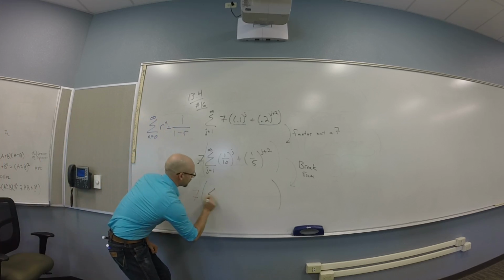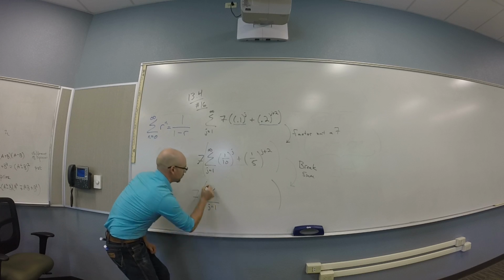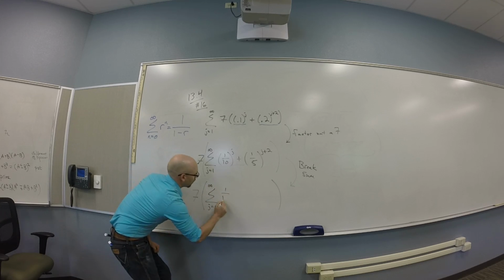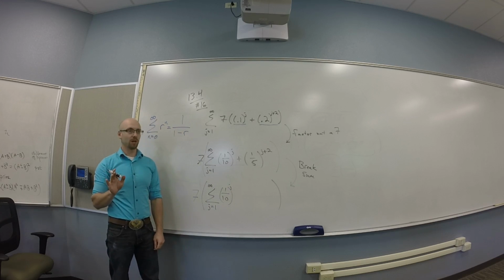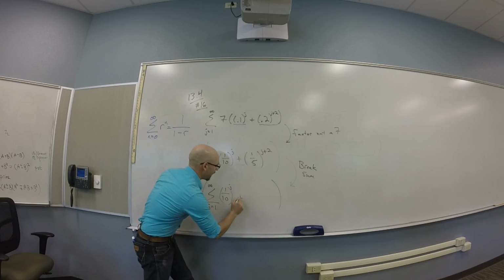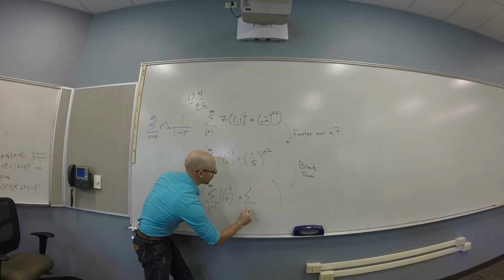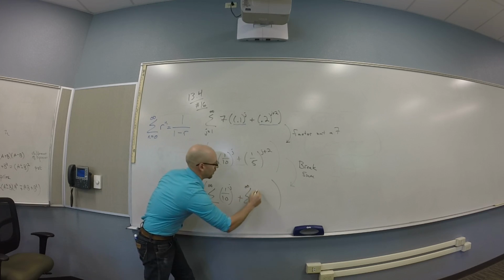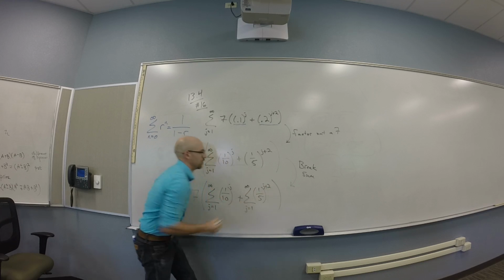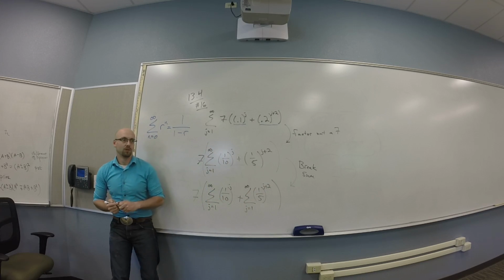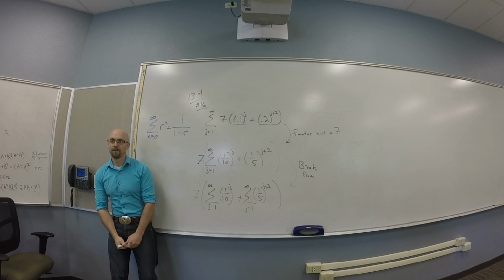So I'm going to write down the sum from j is 1 to infinity of 1/10 to the j. That's just the first sum. And then I'm going to add to that the sum from j is 1 to infinity of 1 over 5 to the j plus 2. Guys with me? Okay, cool. Good to go?